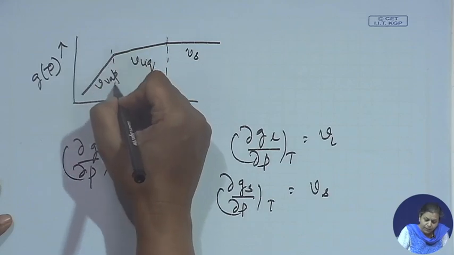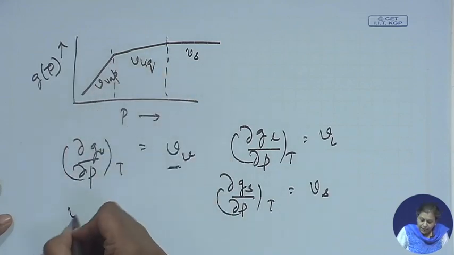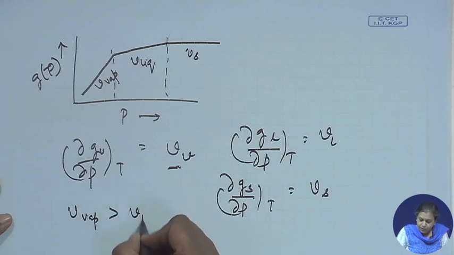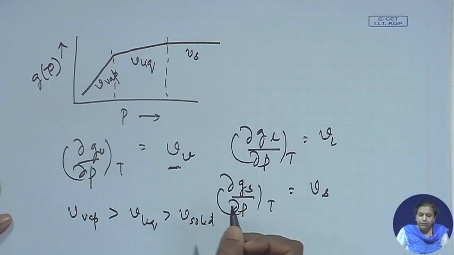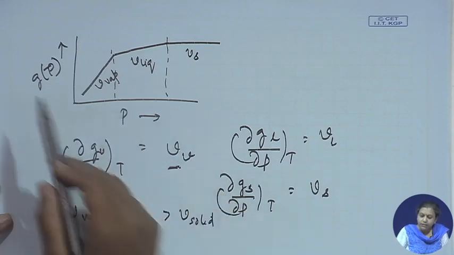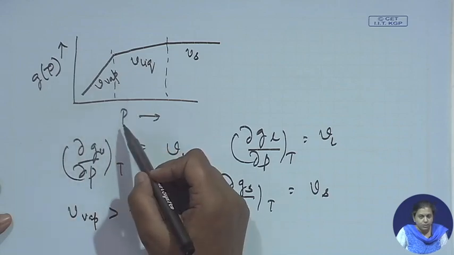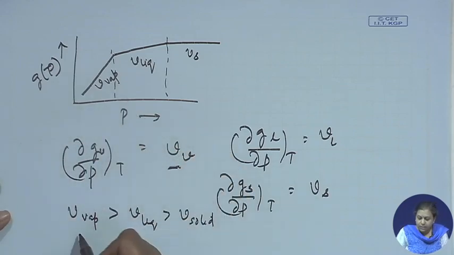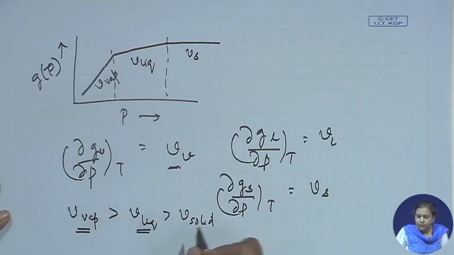There is one more thing that we know. We know that V of the vapor phase is greater than the V of the liquid phase, which is greater than V of the solid phase. So what does that explain? It explains two things. The first thing is Gibbs free energy always increases with pressure. It always has a positive slope. The slope is the steepest in the vapor phase. It is less steep in the liquid phase, and it has the minimum steepness in the solid phase.